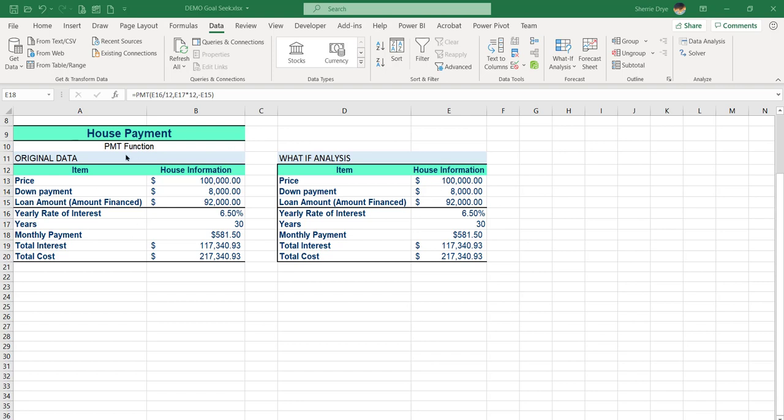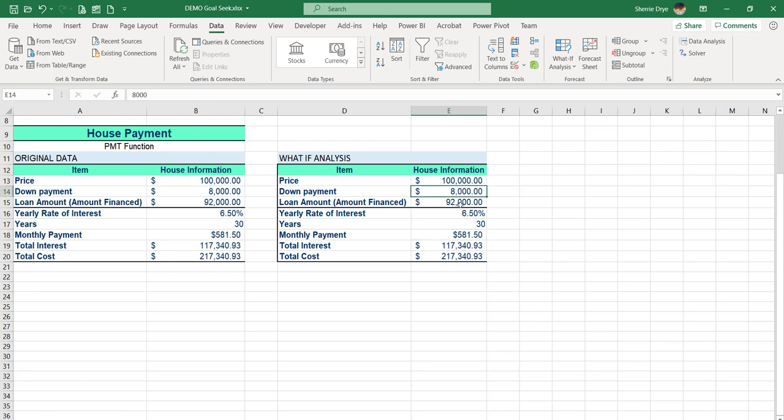data, we have our original data here, and then I have what we'll use for our what-if analysis. So let's say, for example, what if I can afford a monthly payment of a house of $800 instead of $500? So in order to get it to $800, I need to find some way to change some data in order to get the monthly payment to $800.